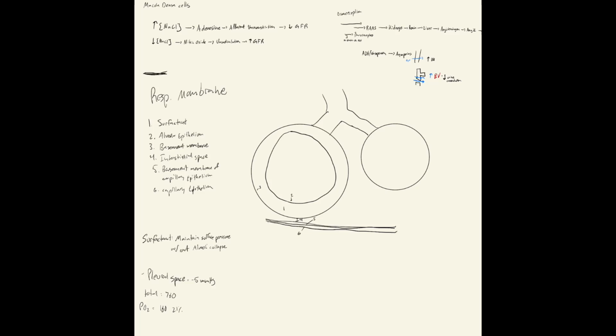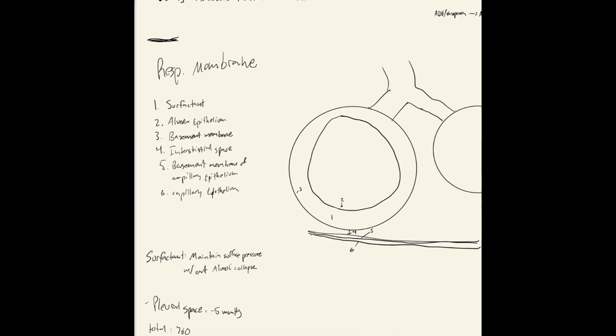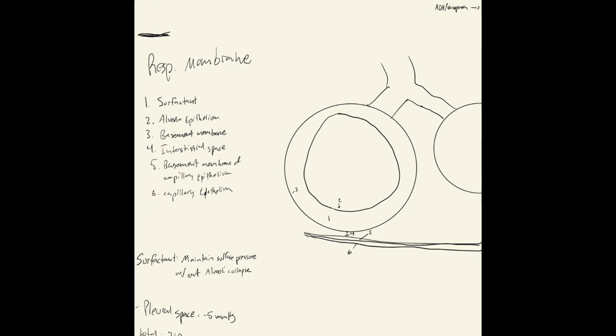So, in video number 3, we're going to talk about first the membranes that make up the alveoli, which will help contribute to our negative ventilation. So first, we have surfactant. Surfactant is everything in this space. And second, we have the alveolar.